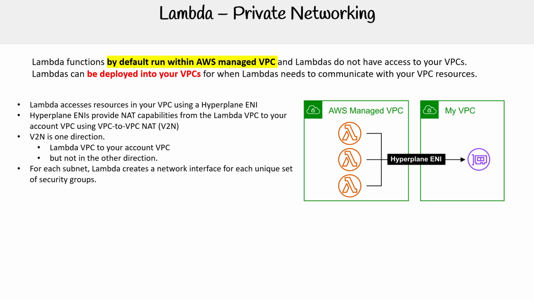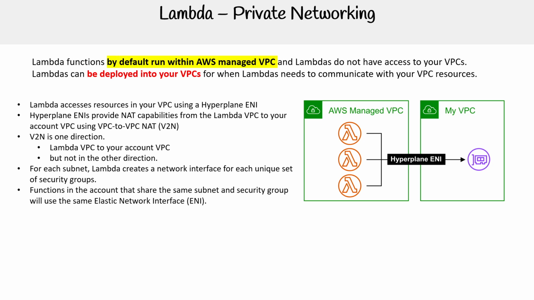For each subnet, Lambda creates a network interface for each unique set of security groups. So the more subnets you use, the more network interfaces you're going to use. Functions in the account that share the same subnet and security group will use the same ENI.